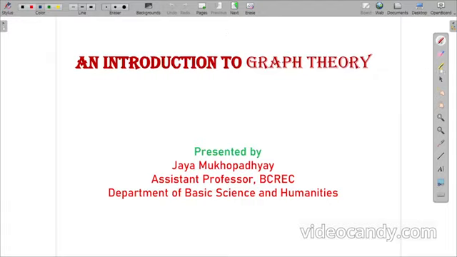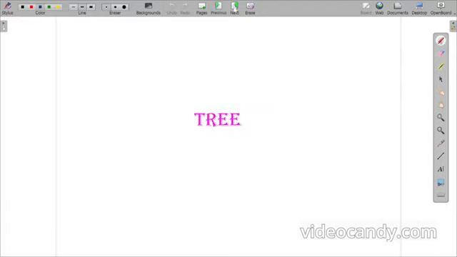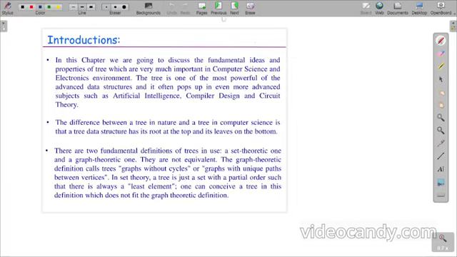Good morning. Today we are going to our next part of graph theory, that is tree. So today we'll discuss tree. In this chapter we are going to discuss the fundamental ideas and properties of tree, which are very important in computer science and electronics environment.